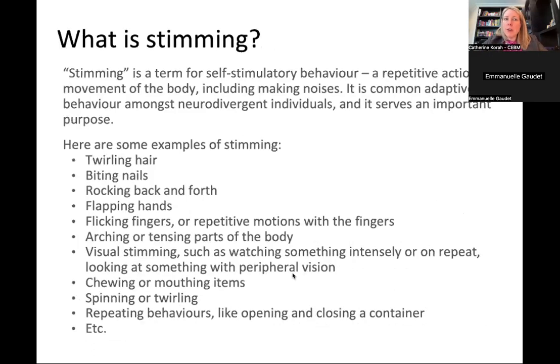Now, I mentioned earlier about stimming. Here's the definition and some examples of stimming. Stimming is a term for self-stimulatory behavior. It is a repetitive action or movement of the body, including making noises. It is a common adaptive behavior amongst our neurodivergent individuals, and it serves an important purpose. The purposes are around self-regulation, and I've got another slide right after this giving all of the different purposes, but in terms of self-regulation, expression, and even enjoyment.